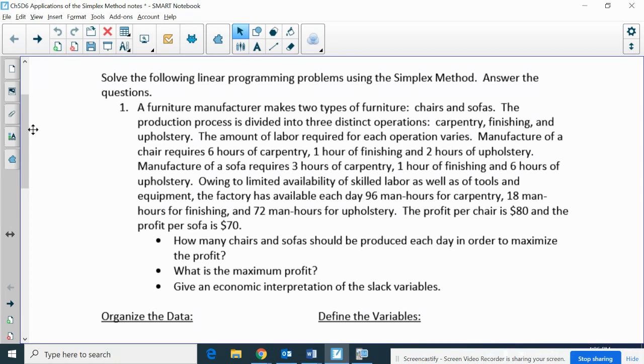The production process is divided into three distinct operations: carpentry, finishing, and upholstery. The amount of labor required for each operation varies. Manufacture of a chair requires 6 hours of carpentry, 1 hour of finishing, and 2 hours of upholstery. Manufacture of a sofa requires 3 hours of carpentry, 1 hour of finishing, and 6 hours of upholstery. Owing to limited availability of skilled labor as well as of tools and equipment, the factory has available each day 96 man-hours for carpentry, 18 man-hours for finishing, and 72 man-hours for upholstery. The profit per chair is $80, and the profit per sofa is $70.